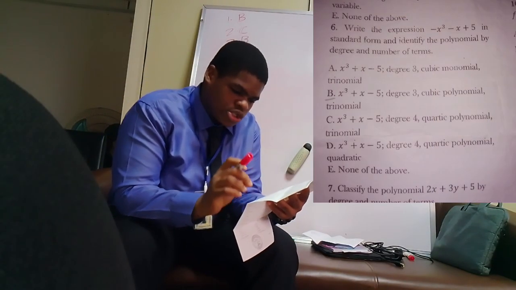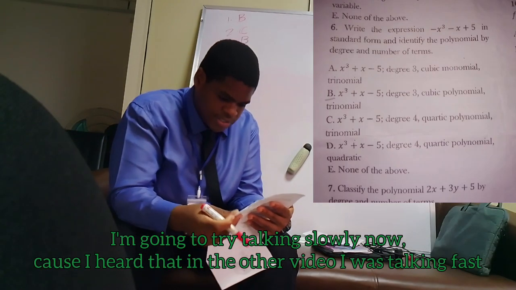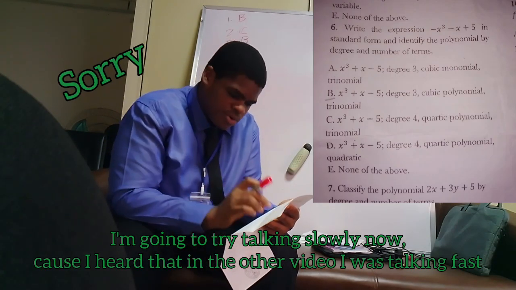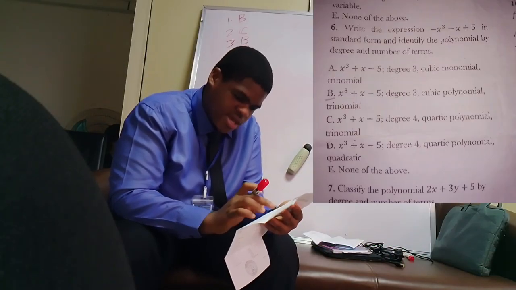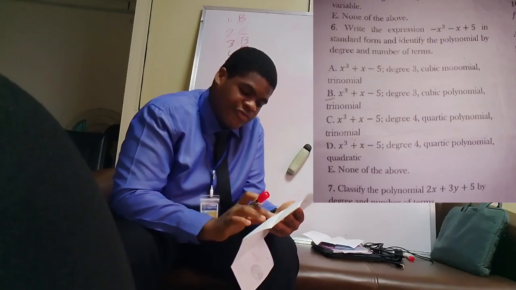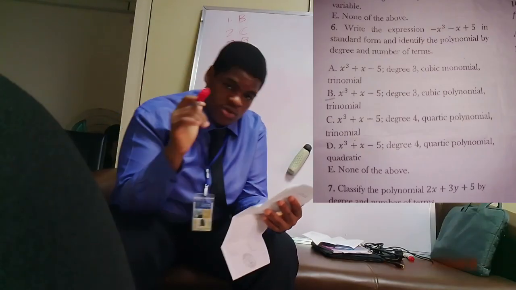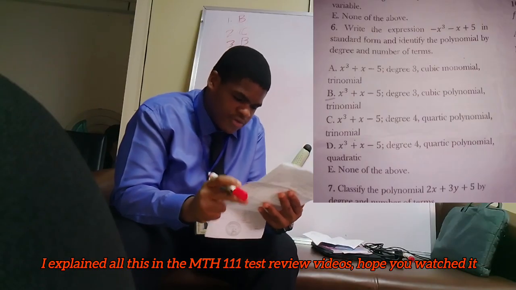Question 6 says, write the expression minus x to the power of 3 minus x plus 5 in standard form and identify the polynomial by degree and number of terms. I'm going to try my best to talk slowly now because I know in the other video I was speaking too fast. We covered this in the previous test review videos. I hope you watched them before going for the exam.